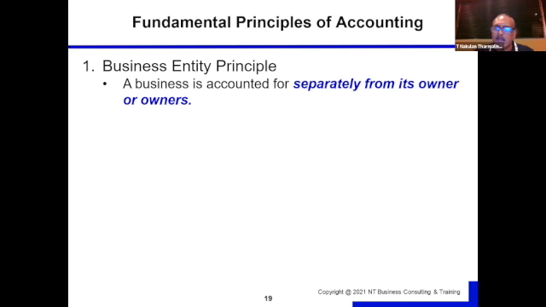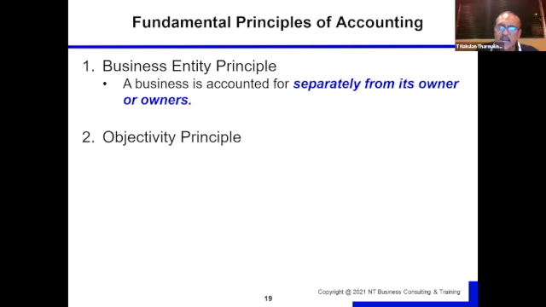You've got to separate the owner or the owners away from the business. So if your wife or your husband goes to the market to buy some marketing stuff, you can't bring it into the financials of your law firm, all right? So you've got to keep all those personal expenses, personal income, everything separated. That's one particular principle which we need to follow, which is known as the business entity principle.